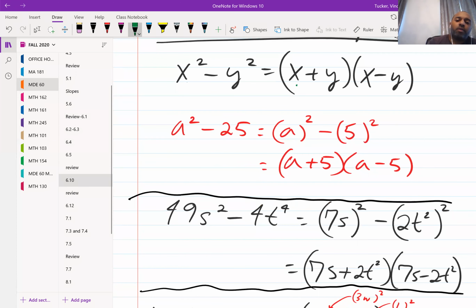So next one, 49s squared minus 4t to the fourth. 49s squared is 7s squared. And then 4t to the fourth is 2t squared, because we had a t to the fourth, so that's squared for the t. Since that is the case, that's why I have 7s plus 2t squared, 7s minus 2t squared.